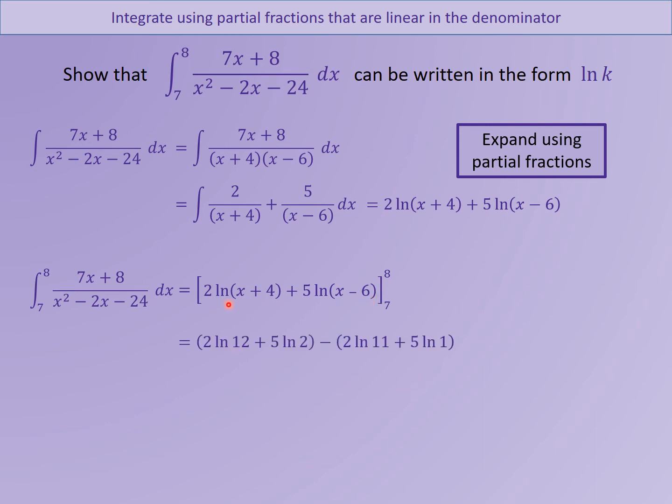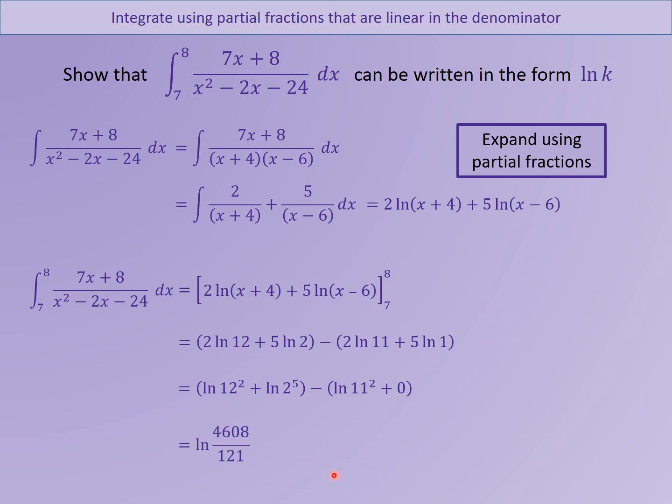So there we go. I can put the number 8 into it first. I can put the number 7 into it. I can simplify these down as much as possible. And so I can take the 2's up to the powers. I can take the 5 up to the power 2 there. Notice ln 1 is 0, so that's just going to be 0. So we'll get ln of 12 squared plus ln of 2 to the 5 minus ln of 11 squared.